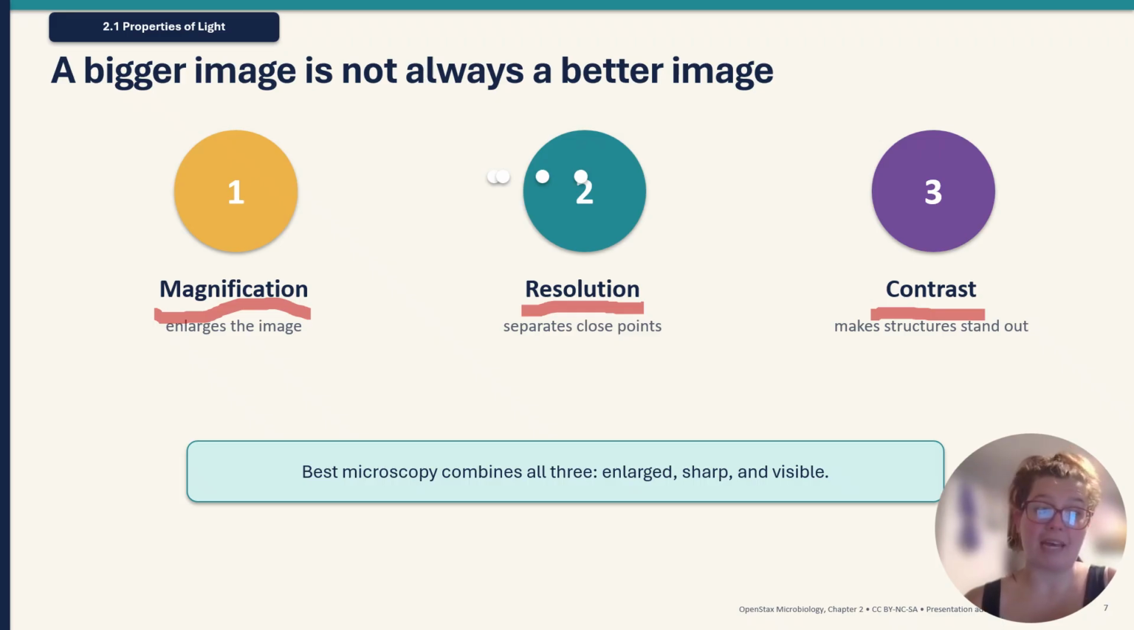And a microscope may have high magnification, but if the resolution is poor, the image will still appear blurry. But the best microscopes have all 3. They're enlarged, sharp, and visible.